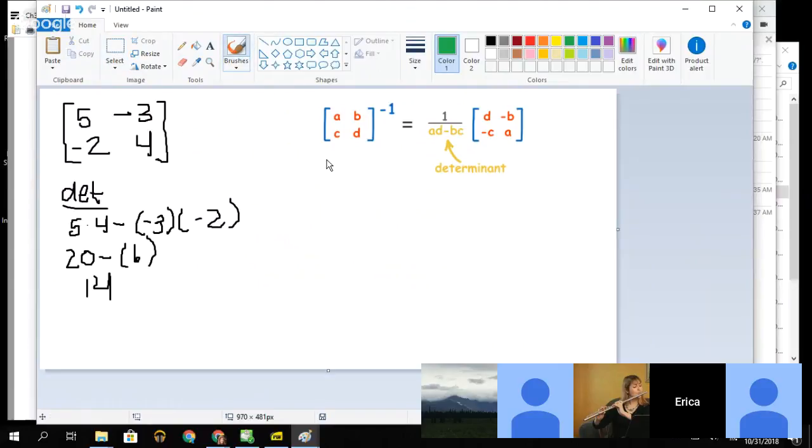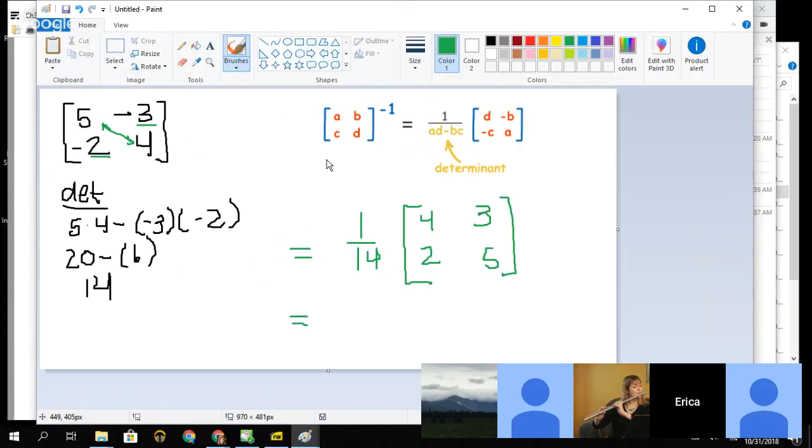The inverse is going to be, I switch D and A, which are these two guys. I switch these two values. So now 4 goes up here and 5 comes down here. Okay, and then I make my B and C positions negative, which in this case makes them positive. So 3 and 2. And then I multiply everything by 1 over the determinant, which is 14.